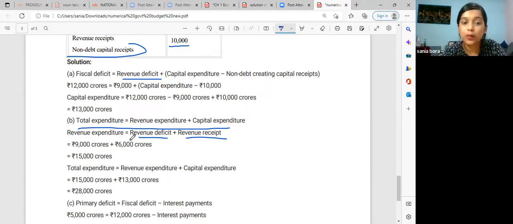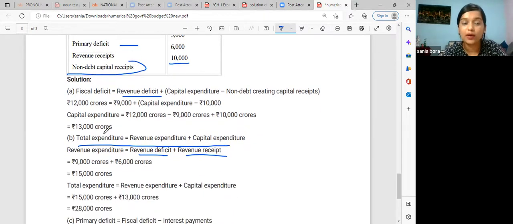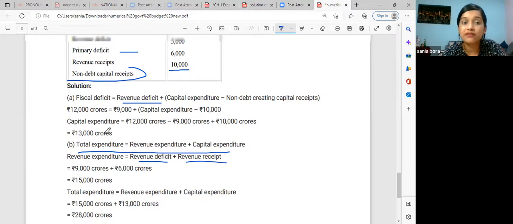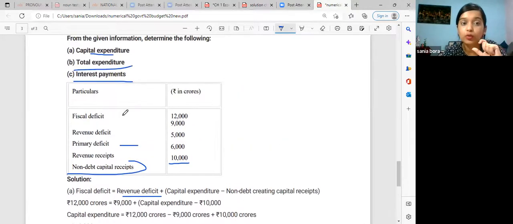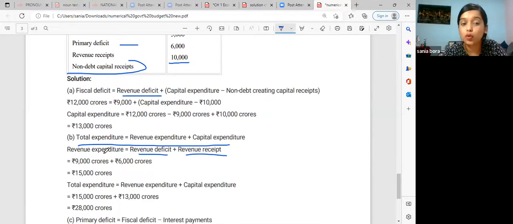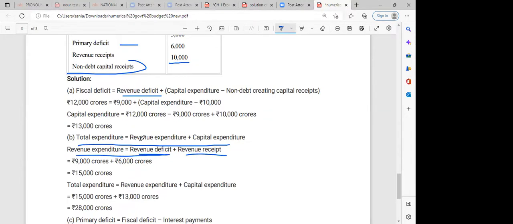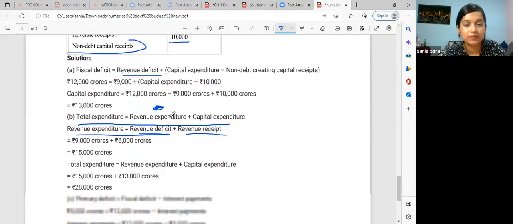So to find total expenditure, you add revenue expenditure plus capital expenditure, right? But over here, fiscal deficit is already given, while total receipt is not given. That's why you wrote this formula again. After getting total expenditure, you put the value over here, and capital expenditure you already know, right? So this is what you want.